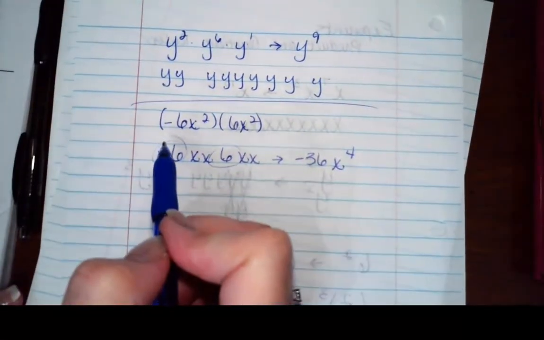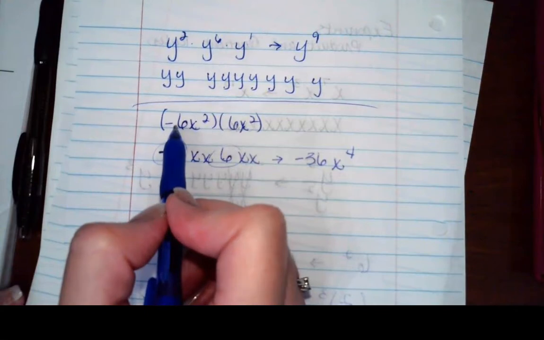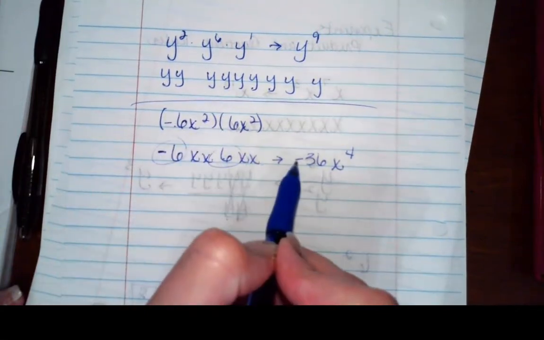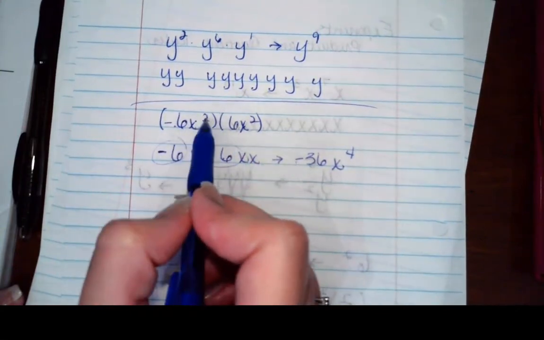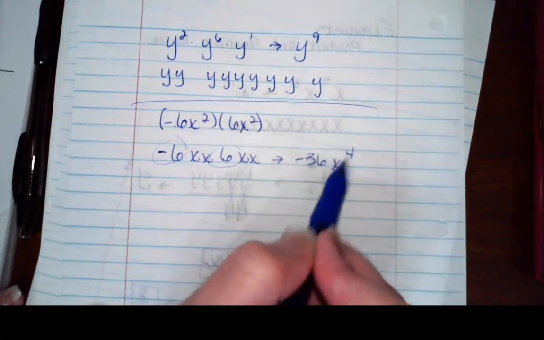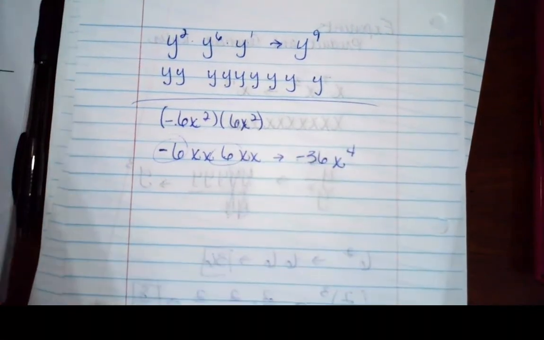So what could we have done? I could have started up here and just said a negative 6 times 6 is negative 36. I'm multiplying 2 x's here and 2 x's here, which gives me a total of 4 x's being multiplied together.